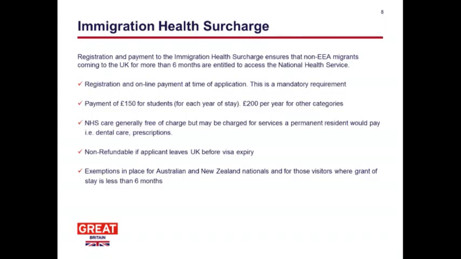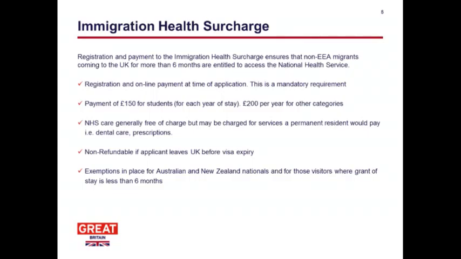Payment is £150 for students for each year of their stay and must be paid at the time of application. So for example, if a student is going to the UK for 2 years, they would have to pay £300. If they have family members, those family members would ordinarily pay the same money at the time of their application. For all other categories, it's £200 per year. National Health Service care is generally free of charge, but it may sometimes incur a charge for services even a permanent resident or a British national would pay, i.e. dental care or prescriptions.